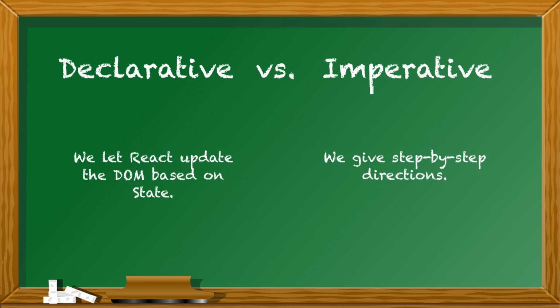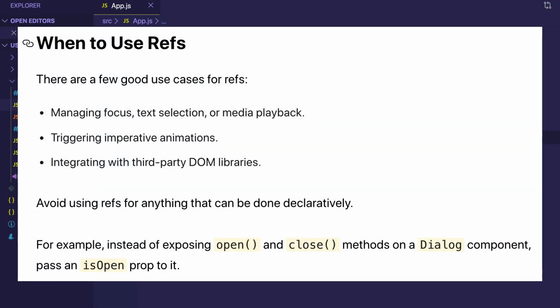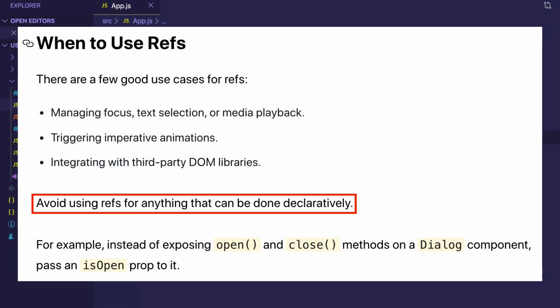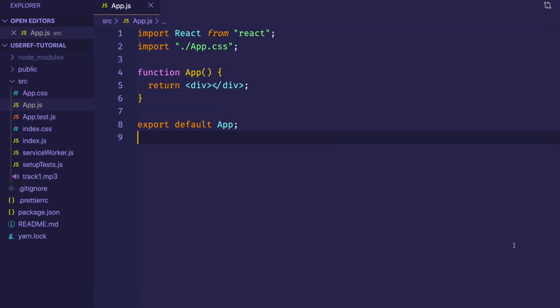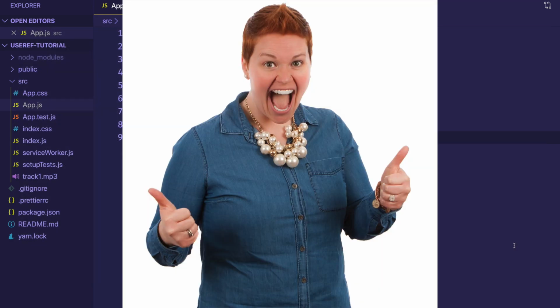So in this way, what happens in the DOM, or what gets rendered in the DOM, is a result of the state. So in React, whenever the state changes, the component automatically gets re-rendered. And this is why, as you can see in the docs, React tells us to avoid using refs for anything that can be done declaratively. But as I say, there are a few good use cases for refs.